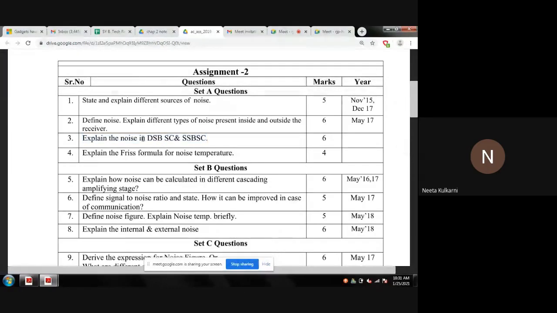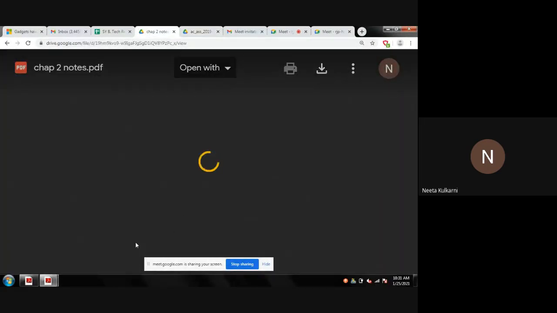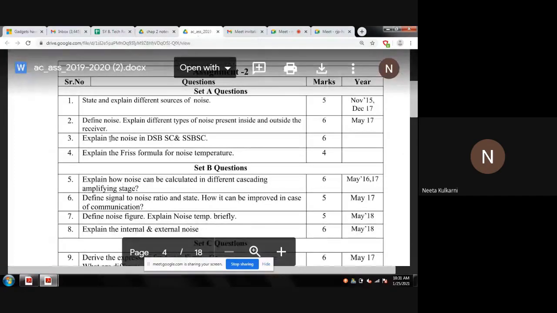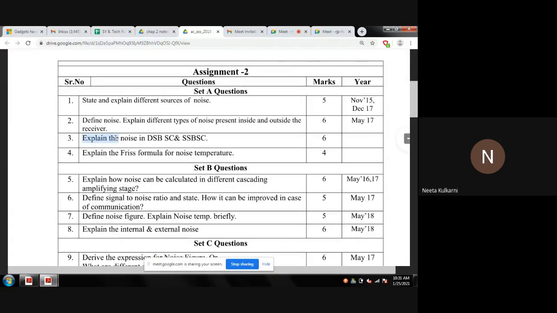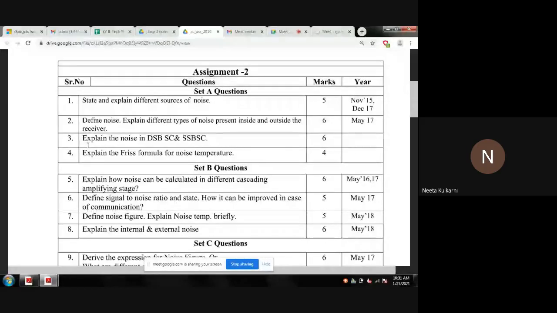So obviously, whatever is the point in this second chapter, okay, I will just open these notes so that you will understand. The last point in this chapter is the behavior of DSBSC and SSBSC in presence of noise. So obviously it will be affected in the presence of noise. That answer you have to write here.